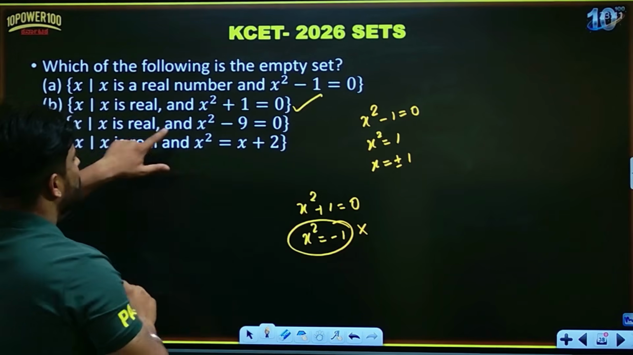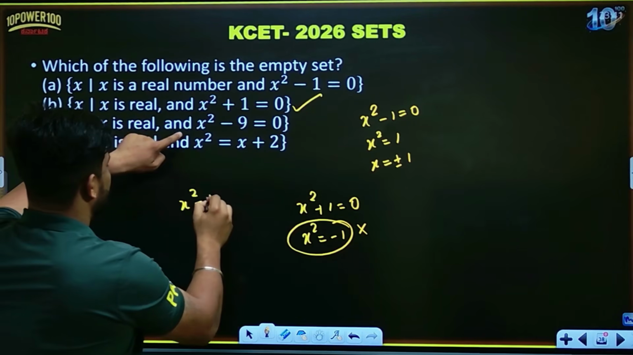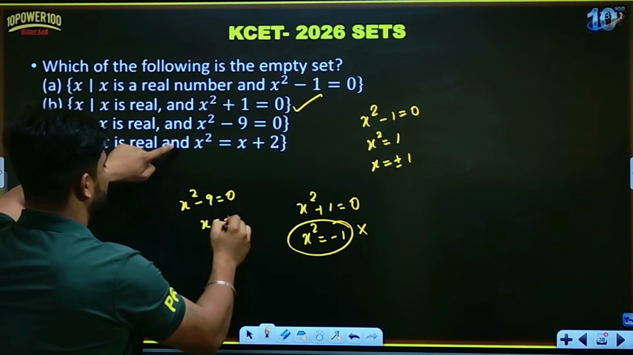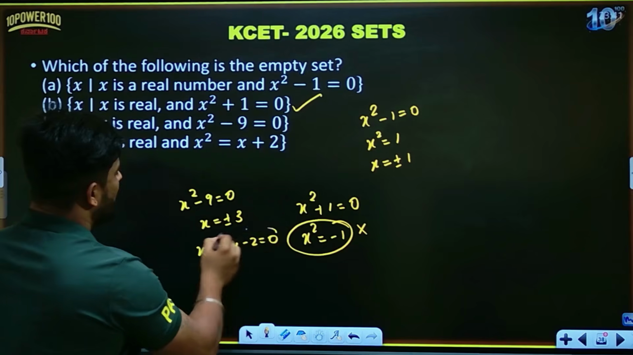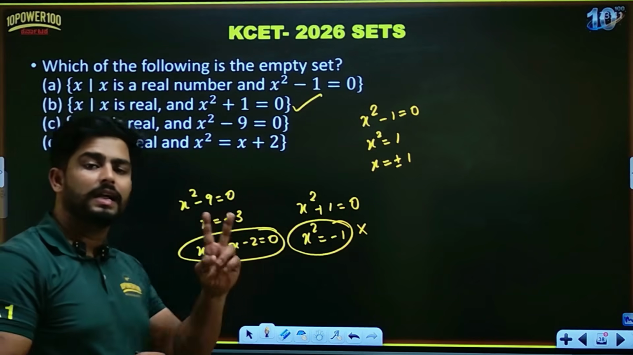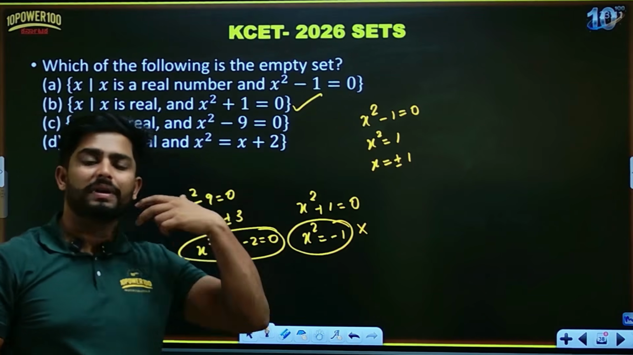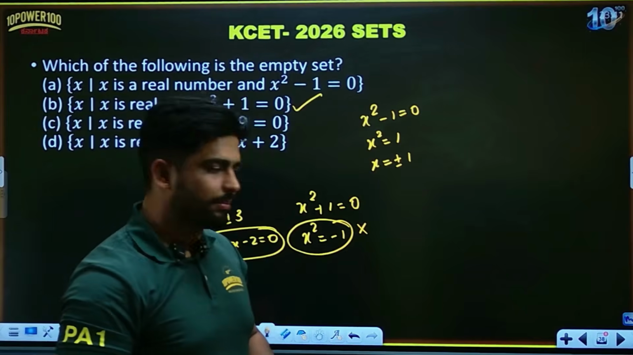Okay, why not option C? Because x square minus 9 is equal to 0, so x is equal to plus or minus 3. And this is actually x square minus x minus 2 is equal to 0, a quadratic equation. If you solve it, you get two answers. Okay, only option B does not have an answer, so that's why option B is the empty set.